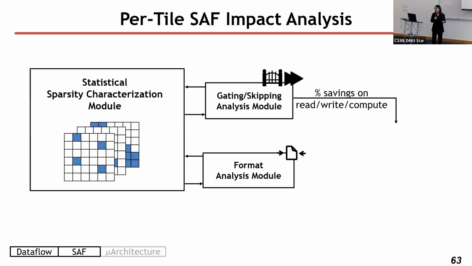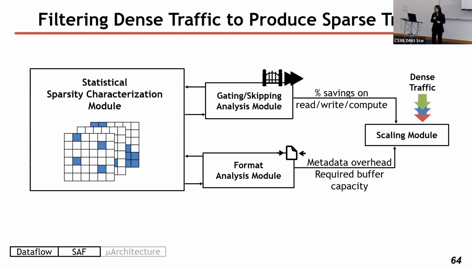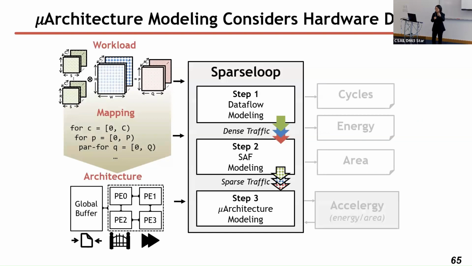Yeah, so then the format analysis module is responsible for generating the metadata overhead as well as the required buffer capacity, because if we do compression, then a lot of the zero values will be removed for this memory level. In the end, a lot of the complexity also comes into the picture. Well, we are applying these kinds of impact to the dense overall traffic to finally generate the sparse traffic with what we call the scaling module. So with this analysis, we derive the output of the second step, what we called SAF modeling, and now we are ready with the sparse traffic.